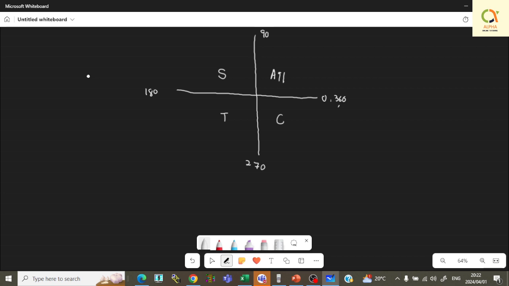But in the second quadrant, only sine is positive, which means cos in this quadrant will be negative, and tan in this quadrant is going to be negative. Let's go again with the third quadrant. In the third quadrant, tan is positive, which means cos is negative in this quadrant, and sine is negative in this quadrant. So if we go to the fourth quadrant, we see that only cos is positive, which means sine is negative in this quadrant, and tan is negative in this quadrant.